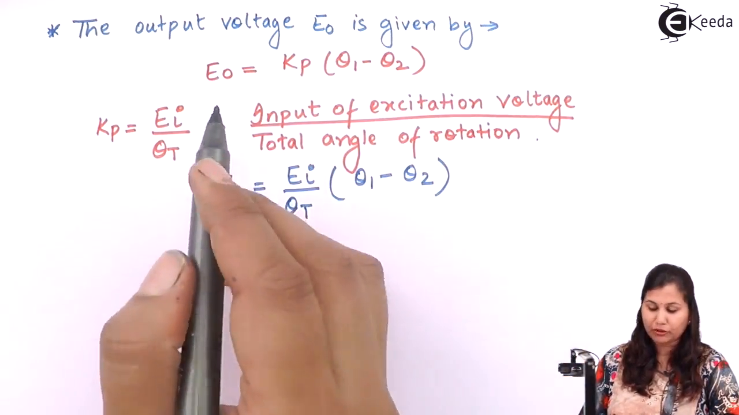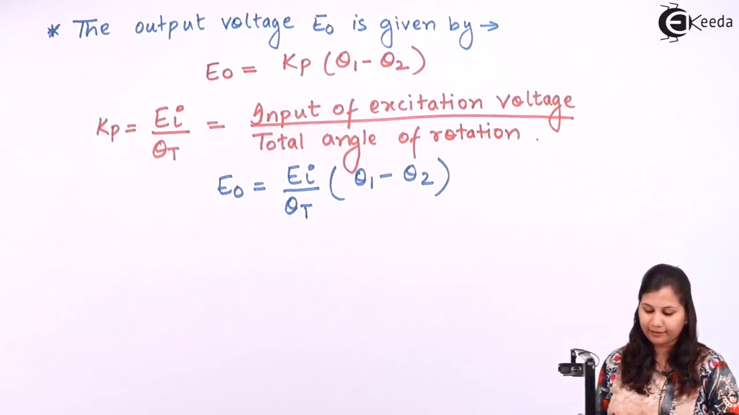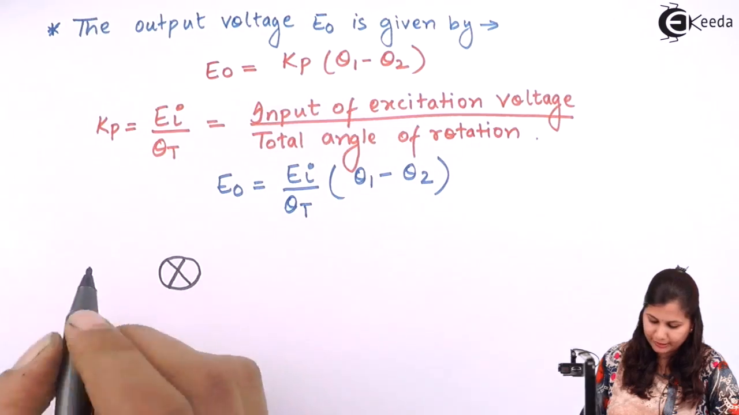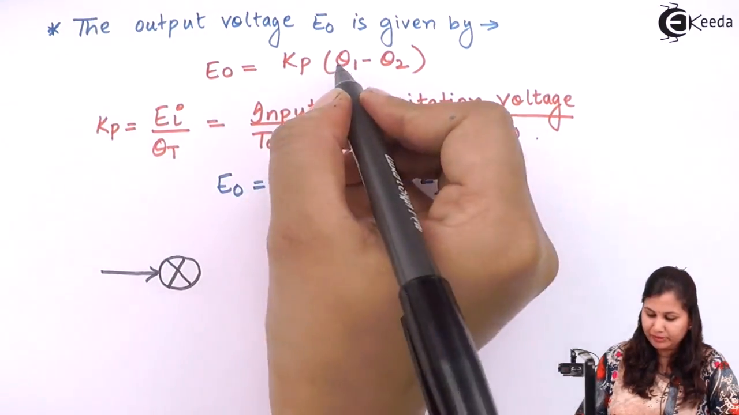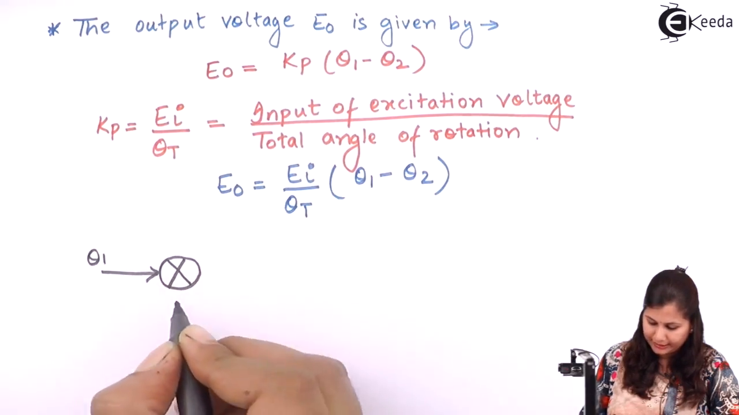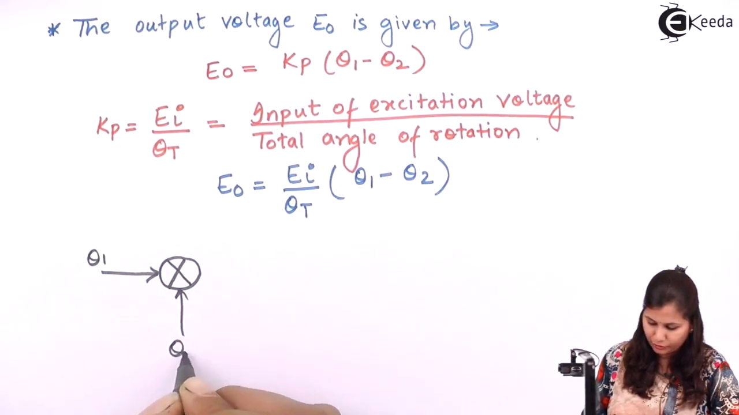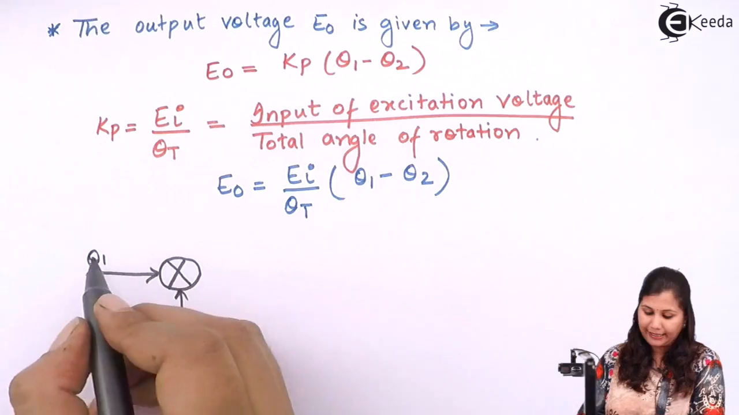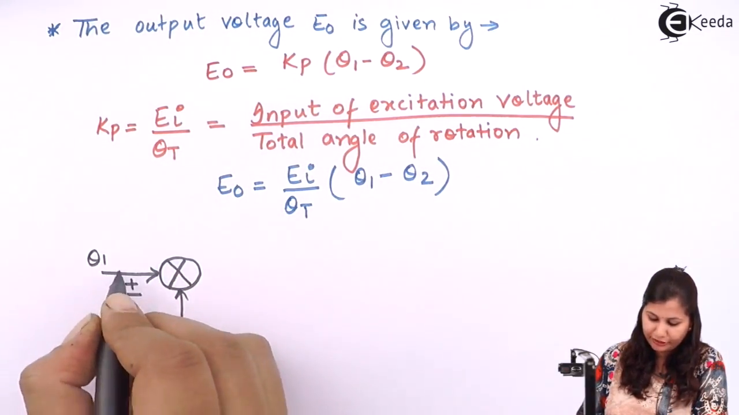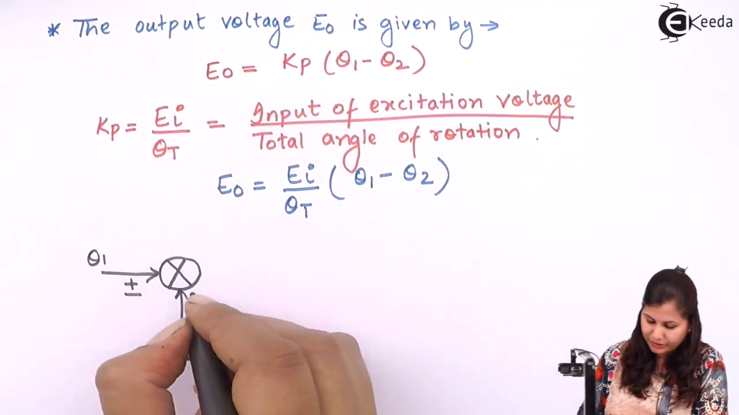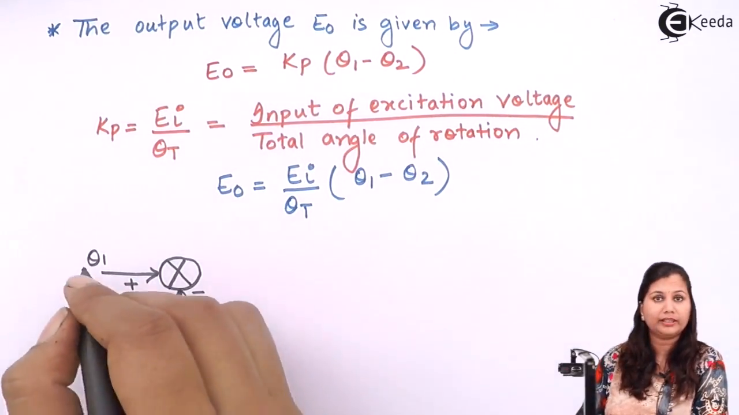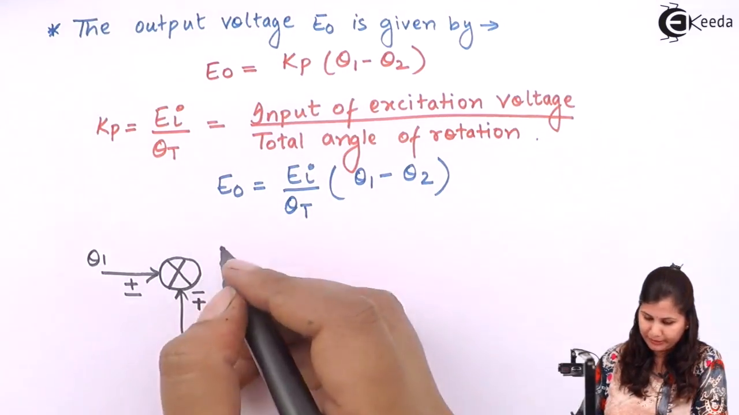So first, because it is the potentiometer as an error detector, we will draw an error detector here, that is a comparator, which will compare these two positions. So the first input will be theta 1 and the second input will be theta 2. Now the signs of these two positions will be opposite, that is, if it is plus minus, this input signal will be minus plus. Okay, because we are finding out the difference between these two displacements.